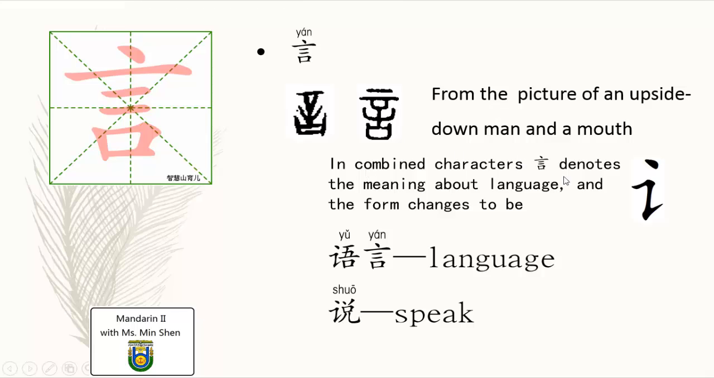And in combined characters, 言 denotes the same meaning as language. However, in traditional version, we may keep the original form, but in simplified version, 言 changed to be this form, and we put it at the left hand side. So 1 dot and below it something like a Z. For example, this one put at the left hand side, 语言 language, and 言 at the left hand side, to speak, showing the meaning. So this form at the left hand side show the meaning about language. You can see language and speak, they're all about language.